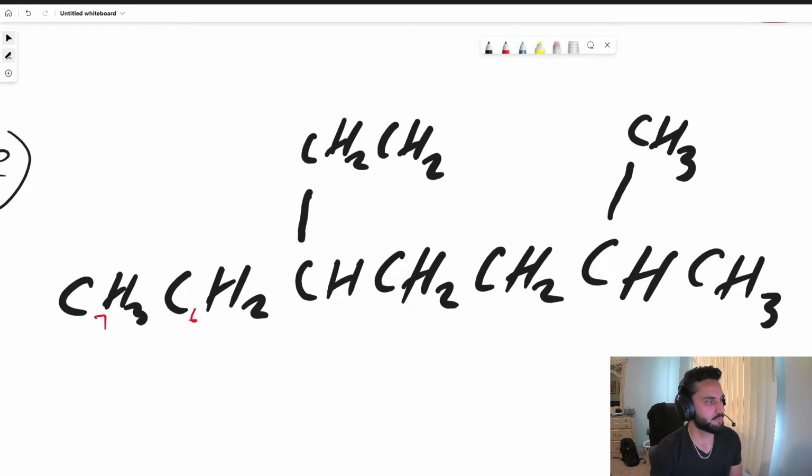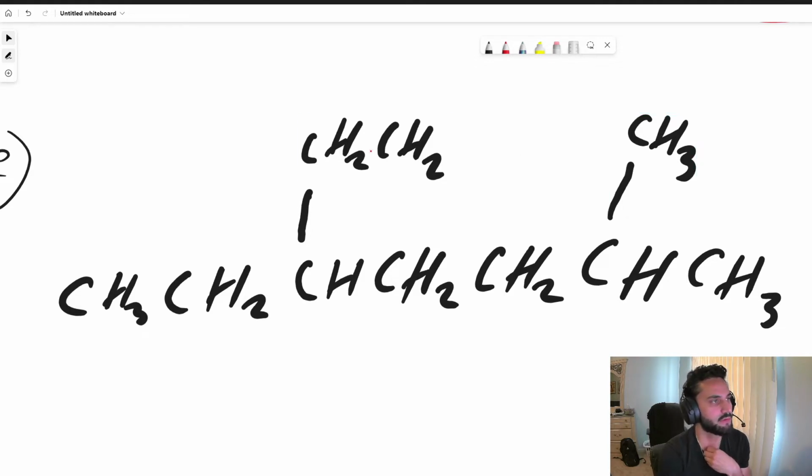Let's do this one. So let me erase these numbers. All right, cool. So here, if we go from left to right, it looks like we would give the substituent really high numbers: 1, 2, 3. If I go from the left, it would give this carbon number 1, 2, 3. But if I go from the right, I would give 1, 2, so a lower substituent number to this methyl group.